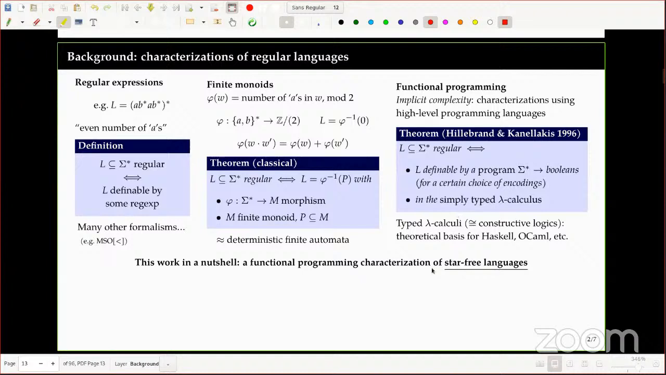Okay, so like I said, for this work we're going to look at a restriction of this equivalence, where we are not going to use the full simply typed lambda calculus, and we are not going to have all monoids, but only aperiodic monoids, and thus have a characterization of the class of star-free languages.